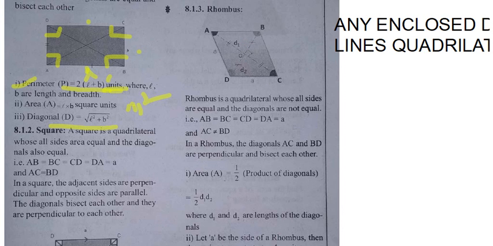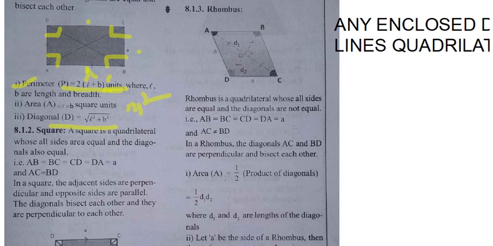Then in the rhombus, one diagonal is AC and the other is BD. They are perpendicular and bisect each other. When they meet at this particular point, the origin point, this angle should be 90 degrees.